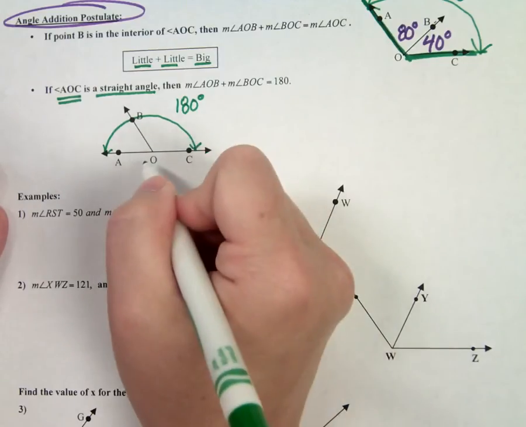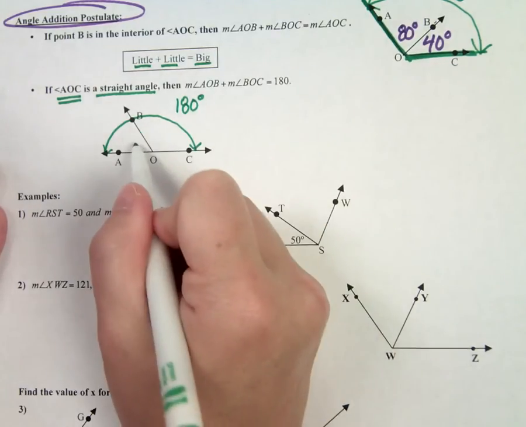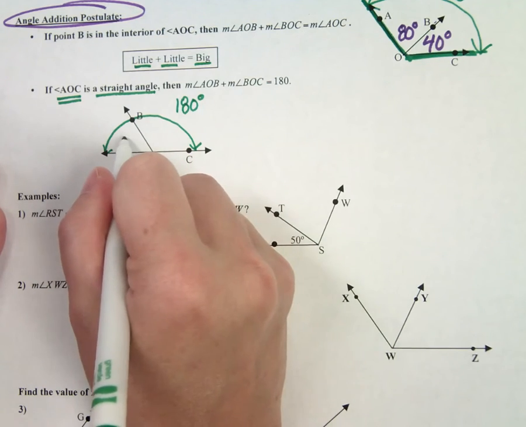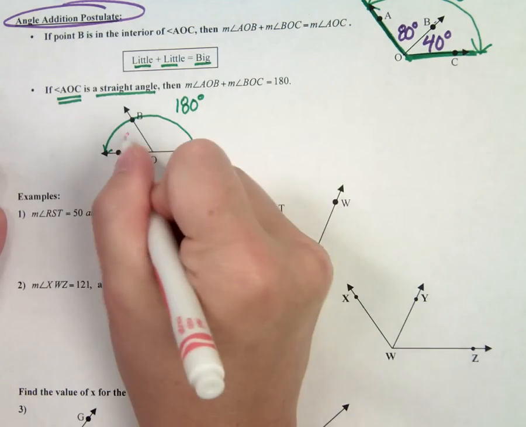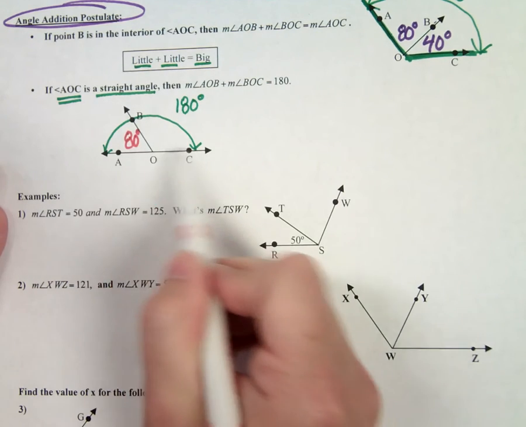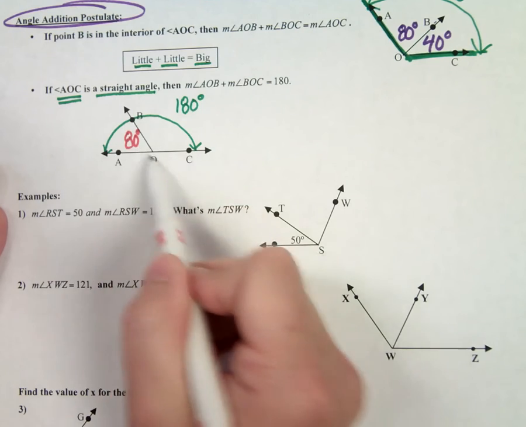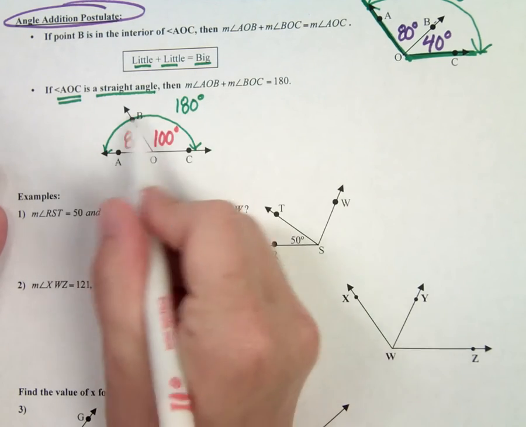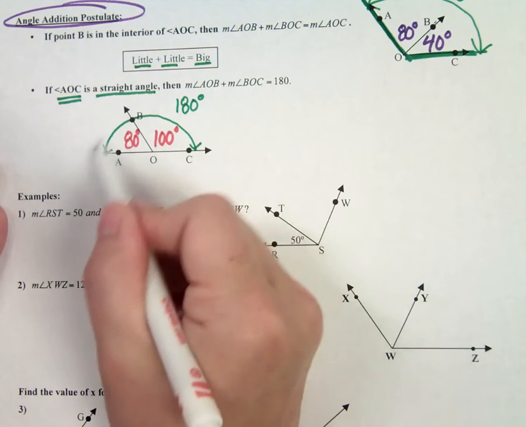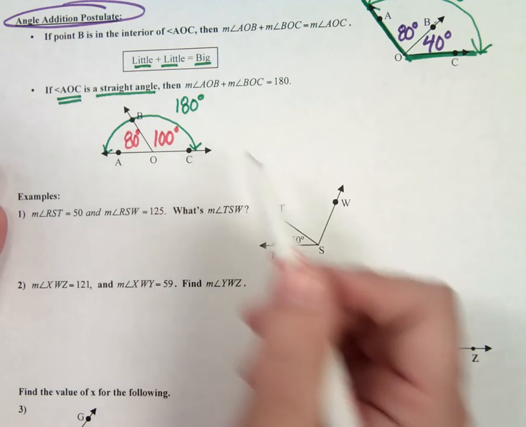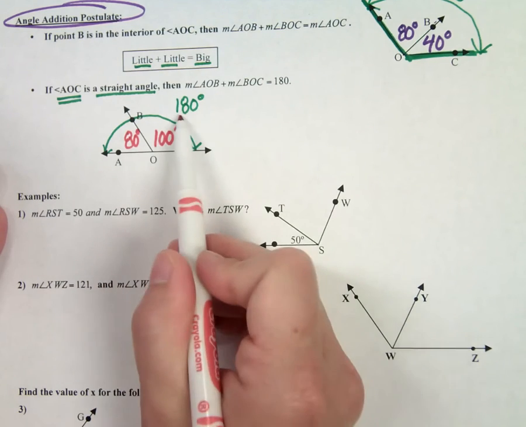So let's just say that this angle right here is, I'll just go 80 degrees. If this angle right here is 80, what would this angle right here be, BOC? It'd have to be 100, because these two angles have to add up to be the total, and I know that the total of a straight angle, of a straight line, is 180 degrees. Little plus little equals big.